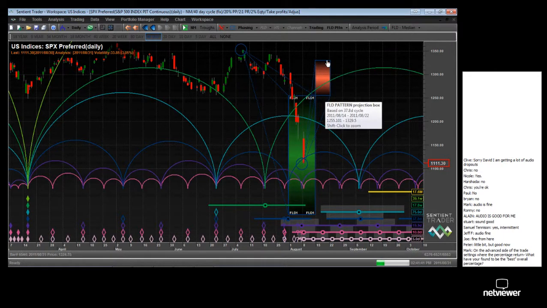Why is that move not impressive? Because the underlying trend is negative. The underlying trend is causing this box to be pushed down in terms of the projections. And with an underlying trend like that, we do not want to be taking a long trade. Okay.